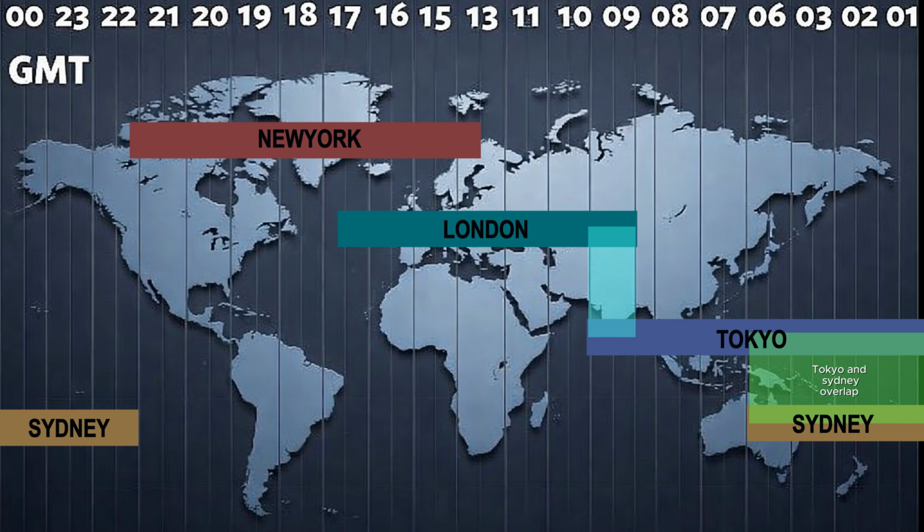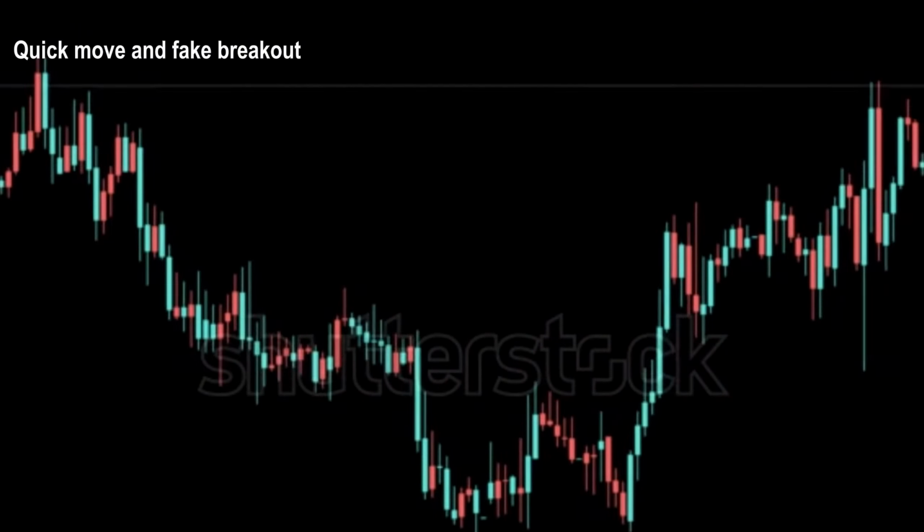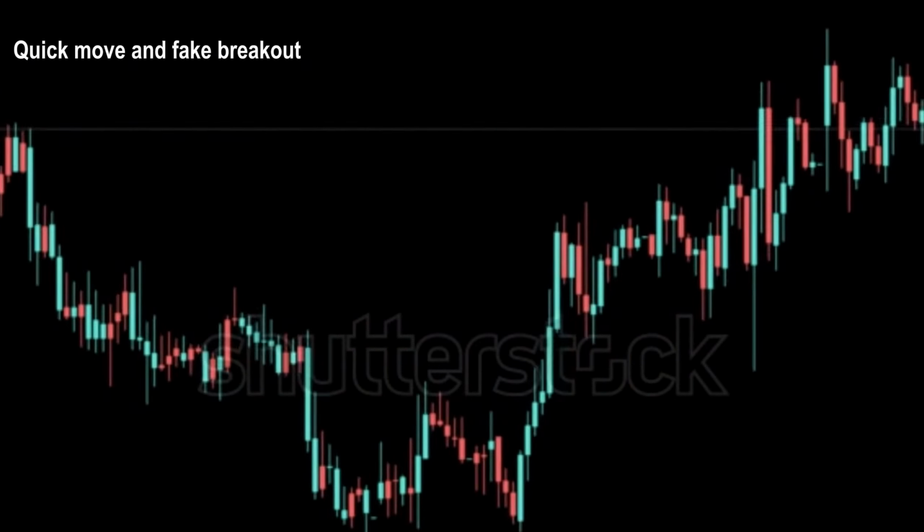Tokyo-London overlap. This overlap occurs from 9 a.m. GMT to 10 a.m. GMT. This is a transition phase between Asia and Europe. You may see quick moves and fake breakouts as the market shifts, but momentum is not always reliable. Caution is important during this time.